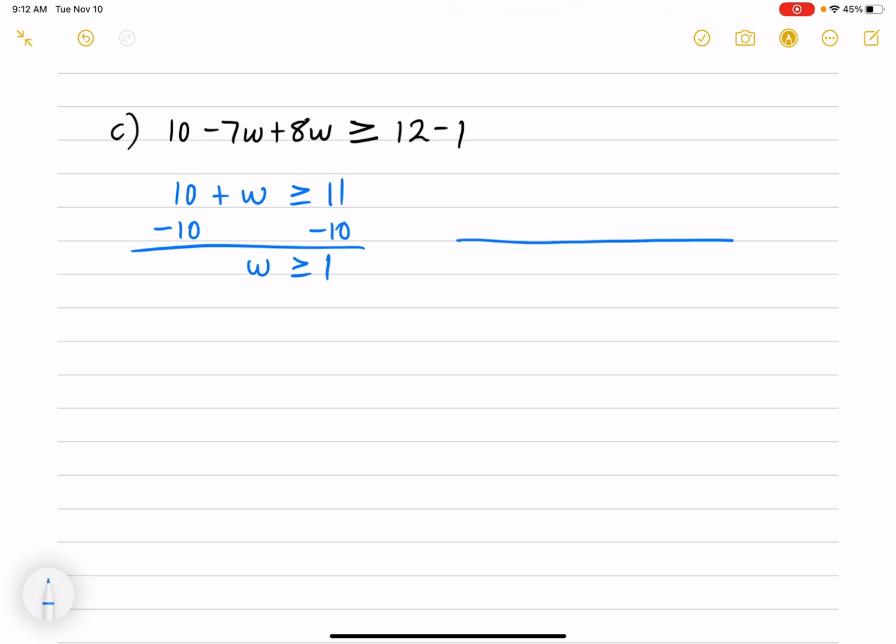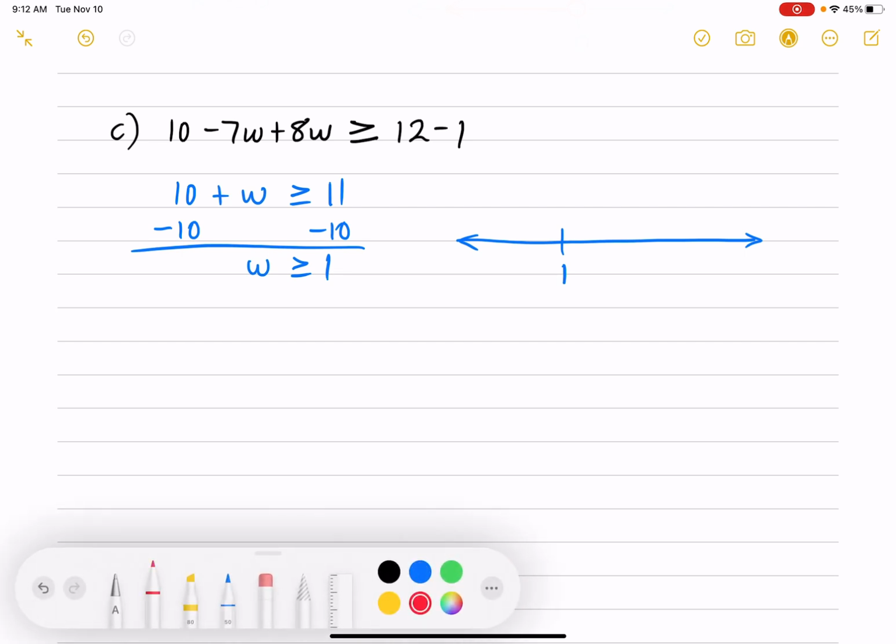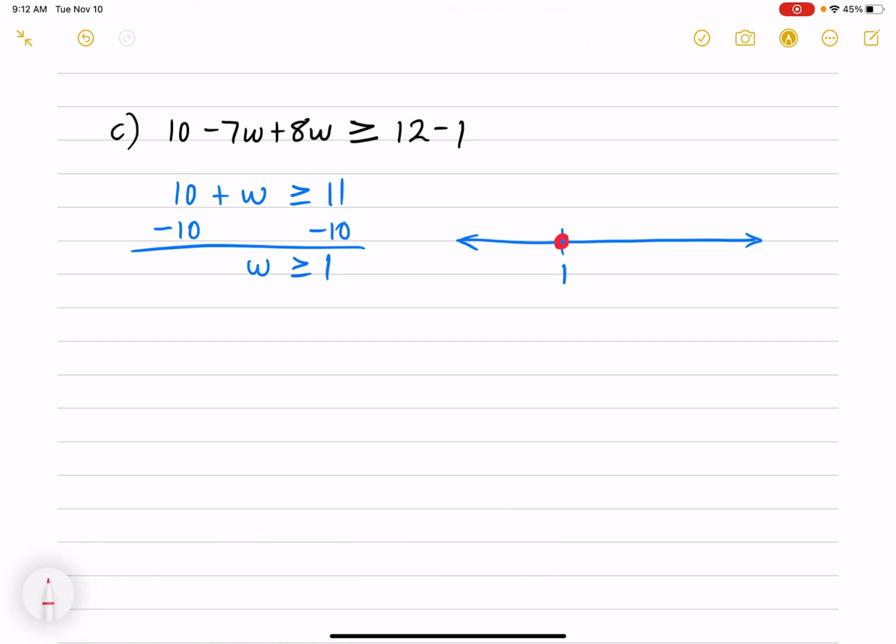So how do we graph this? If 1 is here, w could be any number greater than or equal to 1, that means including 1. And because this is included, we're going to shade it in, and we're going to include all the numbers to the right of 1, and all of those are solutions. Because w is greater than or equal to 1, 1 is included, so it's shaded in.